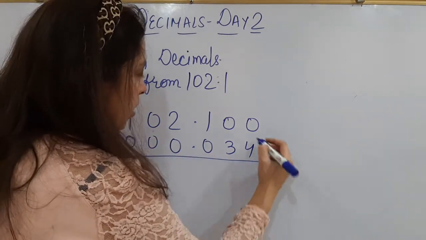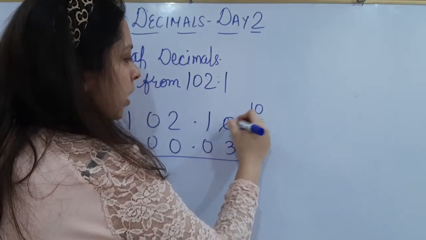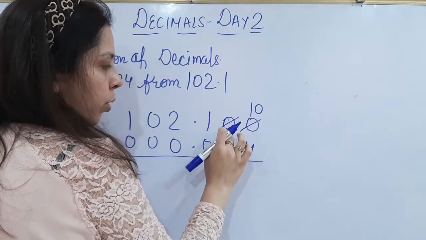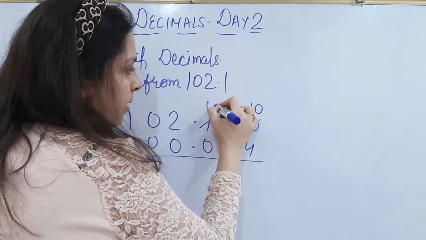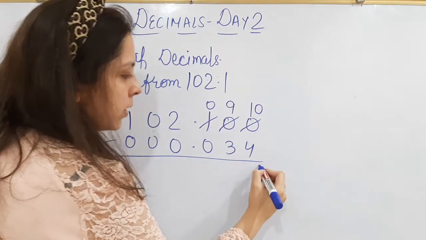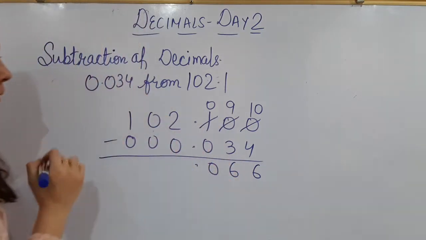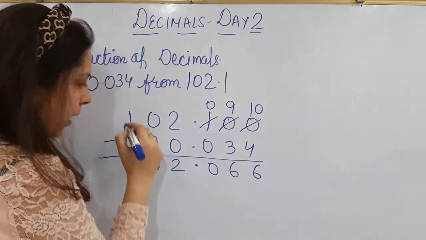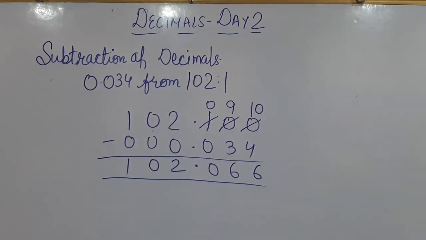Now subtract it. I can't subtract 4 from 0, so I will borrow from here. It becomes 9. Why? Because it has 0, so it has nothing to give. It will borrow from here, so it becomes 9 and the next becomes 10. Now 10 minus 4 is 6. 9 minus 3 is 6. 0 minus 0 is 0. Now come to the whole part. 2 minus 0 is 2. 0 minus 0 is 0 and 1 minus 0 is 1. So 102.066 is the answer. Hope it is clear to you.